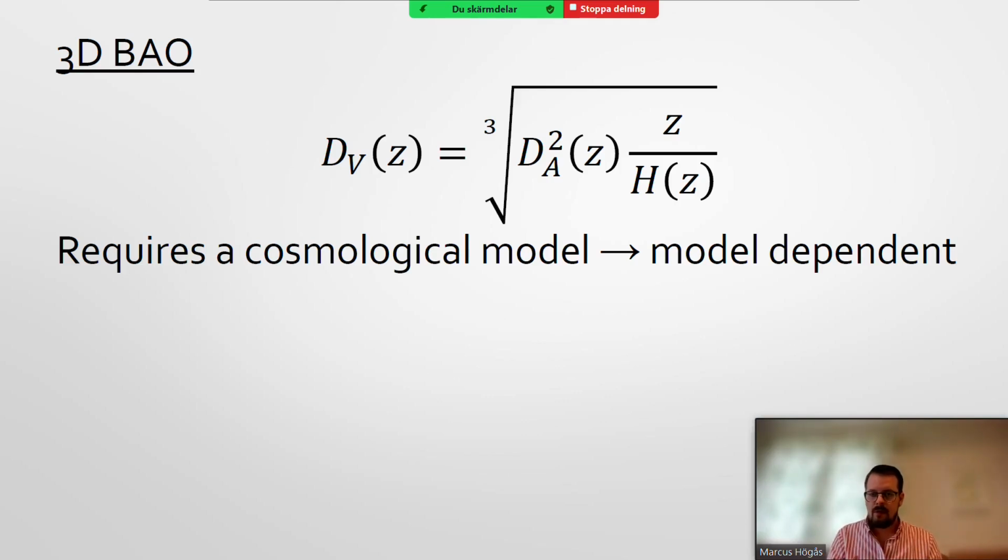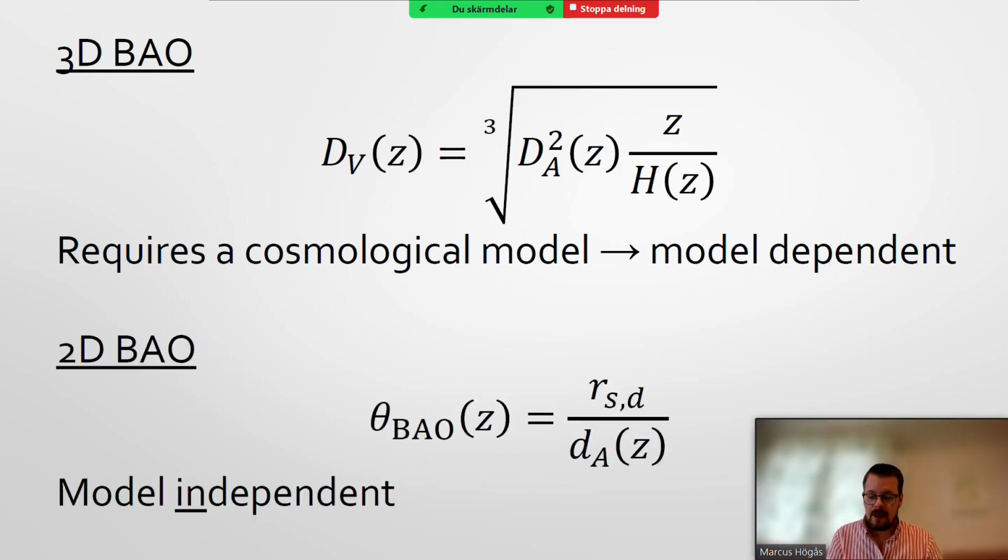So here it's important to note that in order to infer the radial distance from BAO data, one must assume a fiducial cosmological model. So in other words, the 3D BAO data relies on an assumed background cosmology, which is by default assumed to be a lambda CDM model.